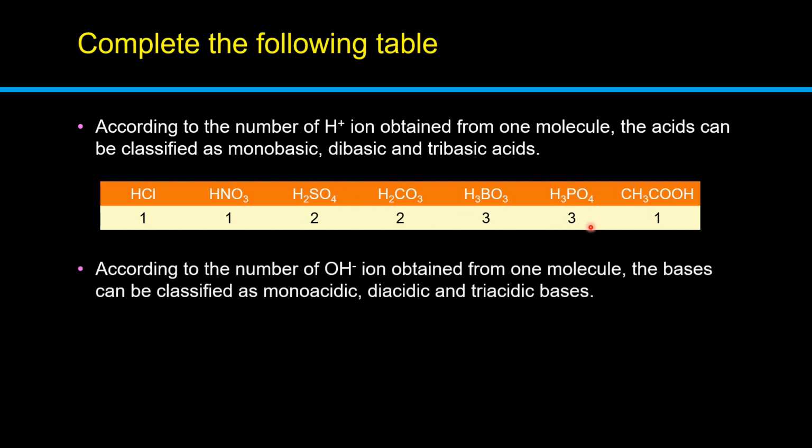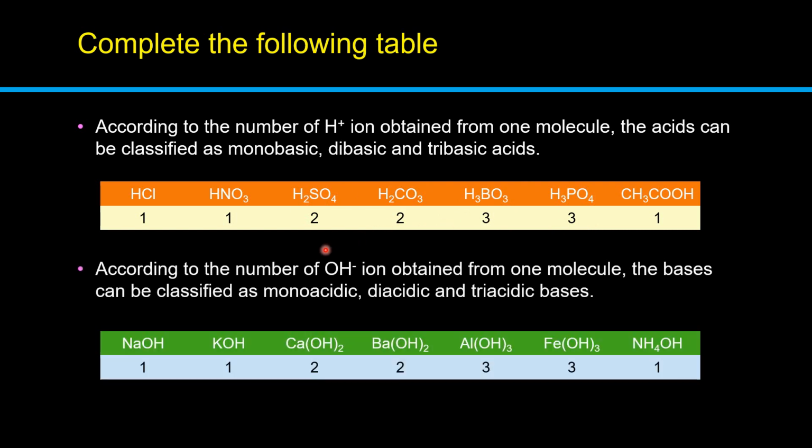In the same way, we can classify the bases as well, depending on the number of OH minus ions obtained from them. Take for example sodium hydroxide, potassium hydroxide and ammonium hydroxide. They all give only one OH minus ion, whereas calcium and barium hydroxide will give two OH minus ions, whereas aluminum and iron hydroxide will give 3 OH minus. So they can be classified as monoacidic, diacidic and triacidic bases.